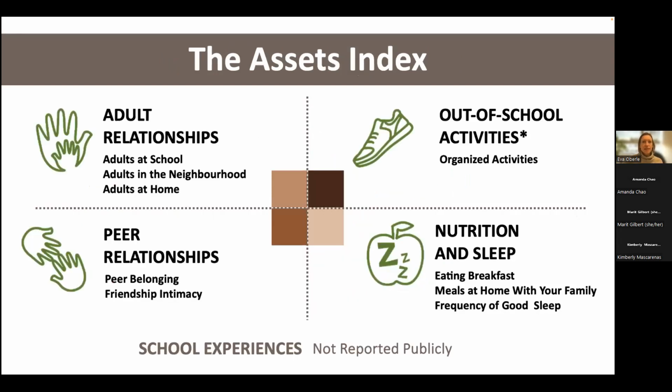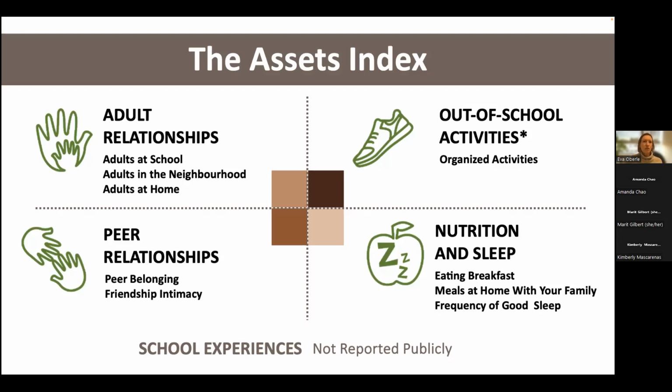The asset index is a second piece that is quite prominent in our MDI reports. And in the asset index, we really combine assets in 4 different domains. One of them being relationships with adults. So this includes relationships with adults in the school, neighborhood, and at home. Peer relationships includes peer belonging and friendship, intimacy. Then we have out-of-school activities, which are the organized activities children participate in.